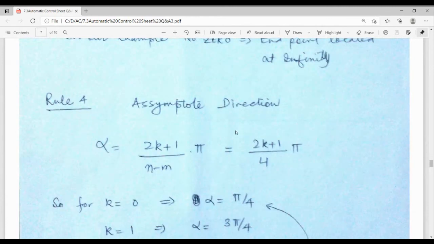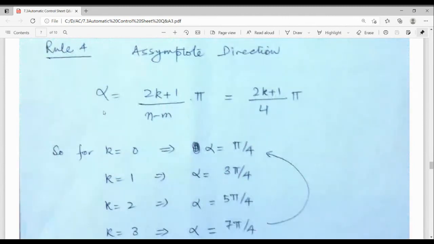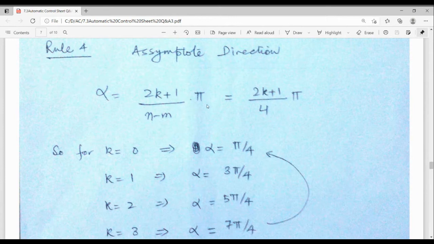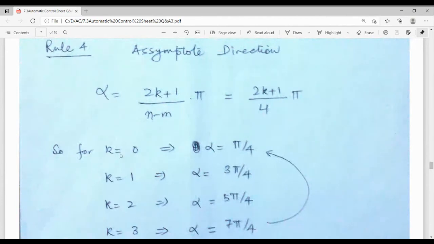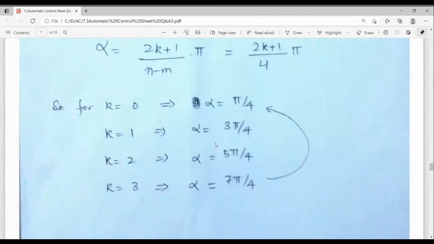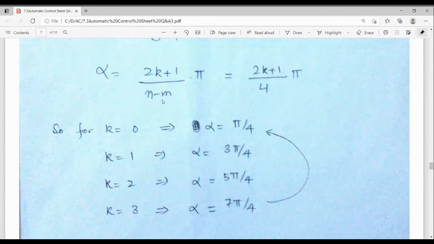Rule number 4, asymptote direction. What is the formula for asymptote direction? Alpha equals (2k plus 1) by (n minus m) multiplied by pi. Here n minus m is 4. Take k equal to 0, 1, 2, and 3, because we have 4 poles. As you substitute these values, you get the alpha values. These asymptotes are pi by 4, 3 pi by 4, 5 pi by 4, and 7 pi by 4.